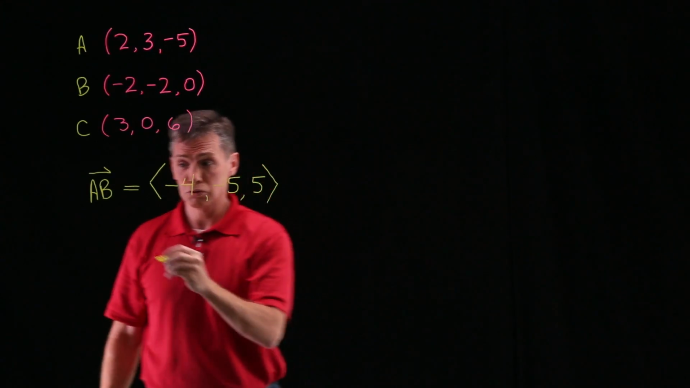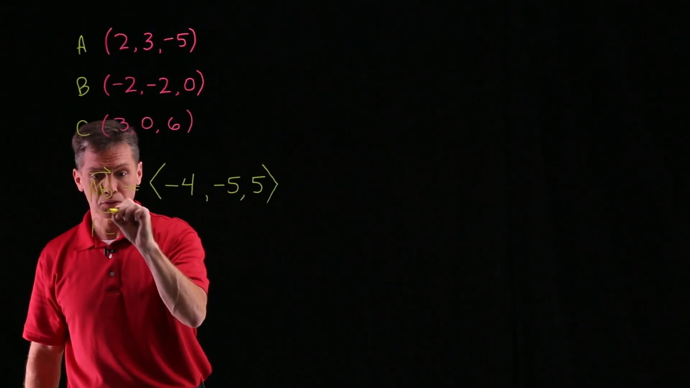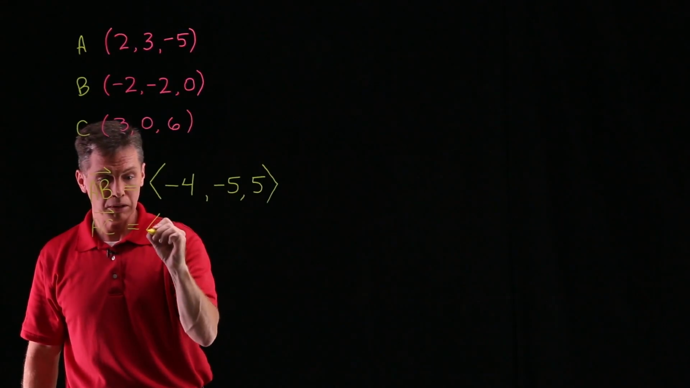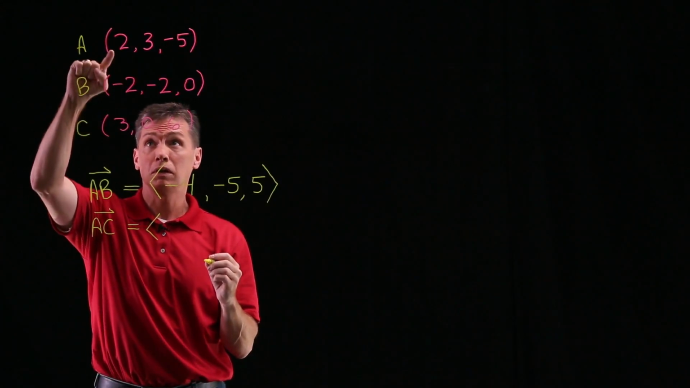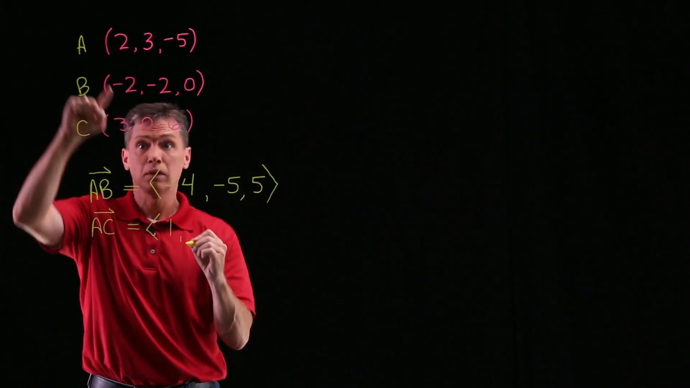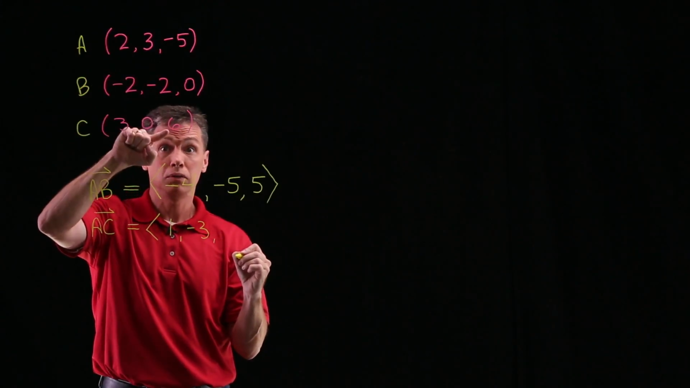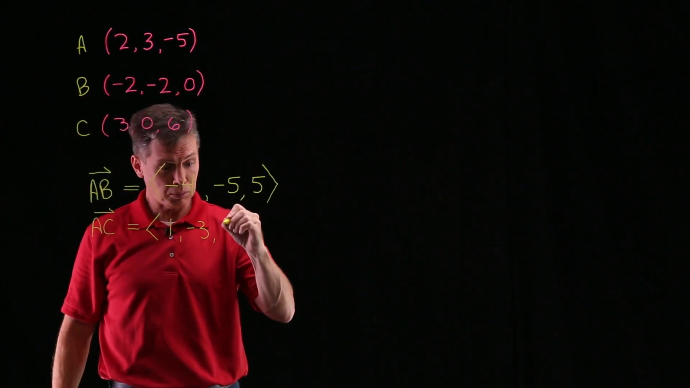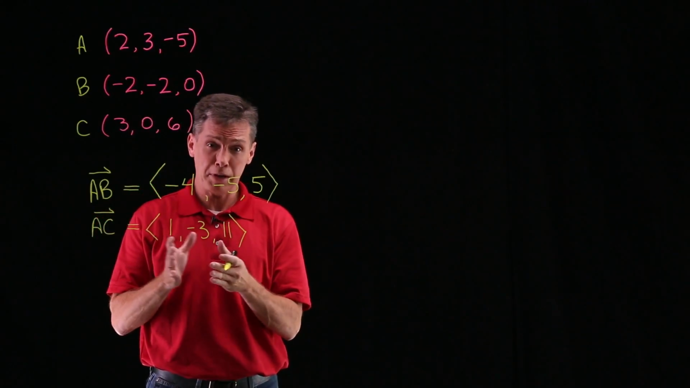Now I also need a vector for the adjacent side, which is going to be AC for me. And I'll do the same kind of work where I'm looking at C as the terminal point. 3 take away 2 is just 1. 0 take away 3, -3. And then 6 take away a -5, so I'm up to 11. And that would be my component form for that vector.